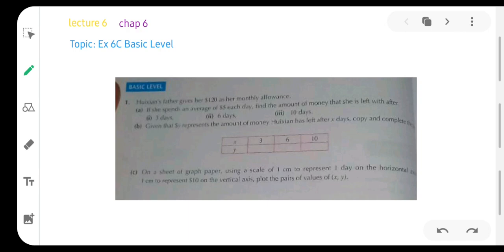Given that $Y represents the amount of money Vixian has left after X days, copy and complete the table. On a sheet of graph paper, using a scale of 1 centimeter to represent 1 day on the horizontal axis and 1 centimeter to represent $10 on the vertical axis, plot the pair of values X, Y. So in the first part, we have to find out the amount of money she is left with. In the B part, we will use the values from part A to complete the table. And in the C part, we will use the values of X and Y to plot the graph.